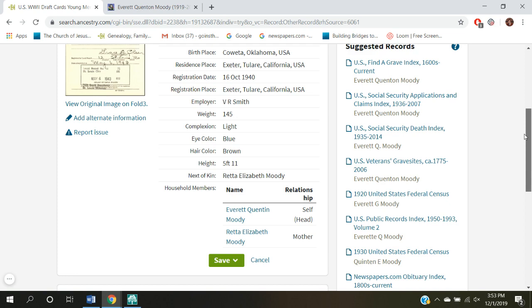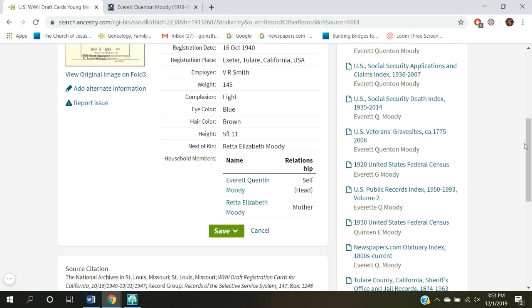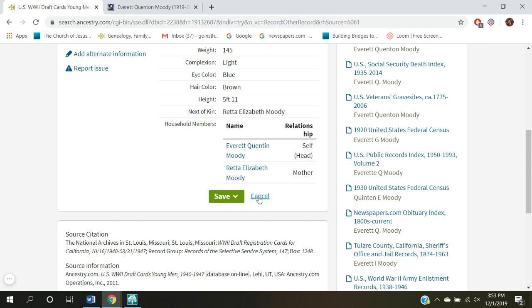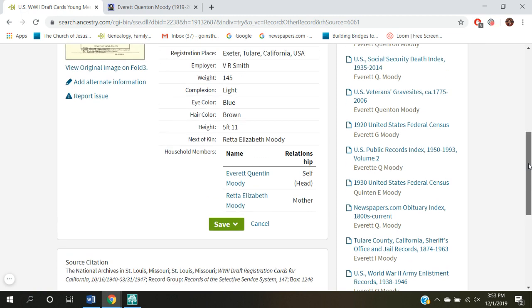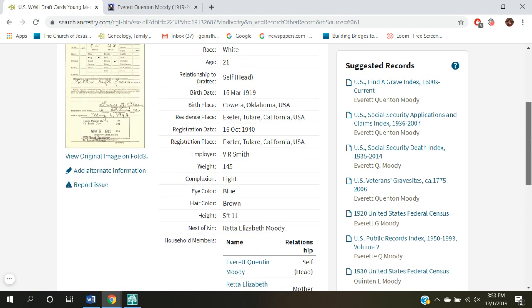Okay? The gravestone says T-O-N instead of T-I-N, but this document says T-I-N. So the question is, how do we spell it? So we're still going to look at some other records and see. I'm going to save this document for further research at another time if I need it.